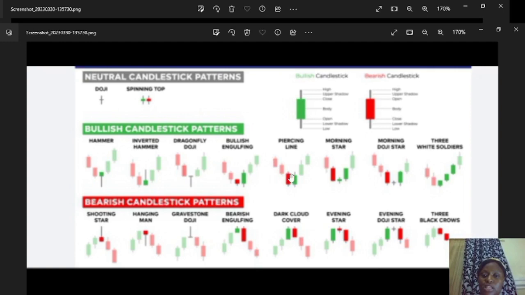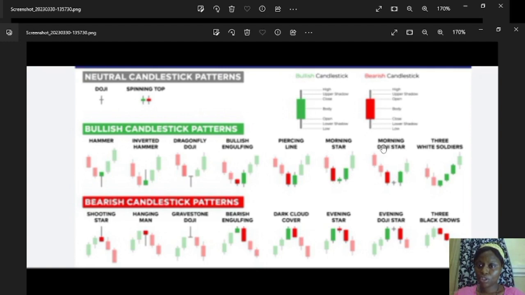You are going to find this piercing line at the support area of the bearish market. The market is about to buy. We also have the morning star. Once you find the morning star at the support area of any bearish trend, the market is about to buy, as you can see, the morning star, 1 2 3 candles together.